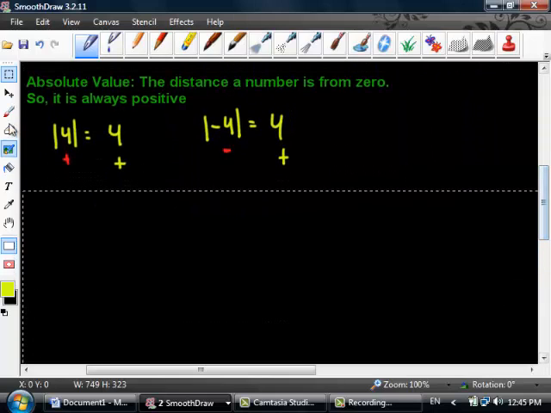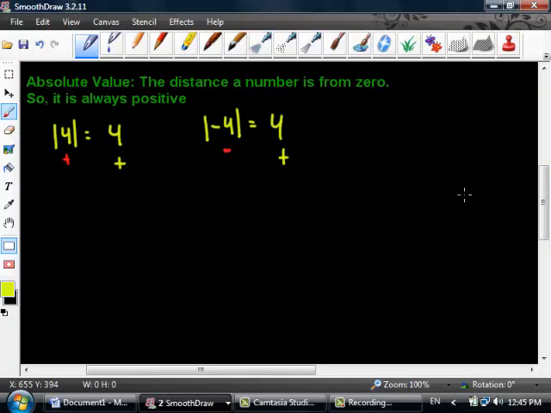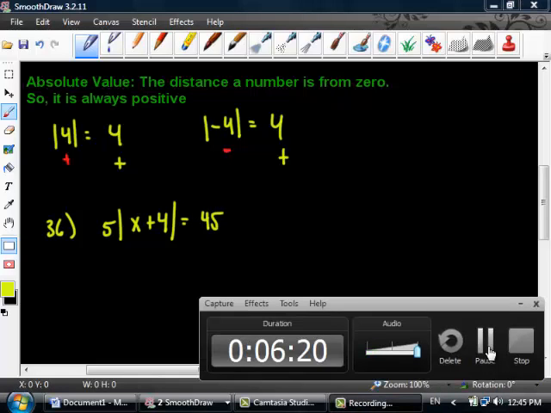Each one has two answers most of the time. We'll get to the special case in just a second. Okay, I want you guys to take on number 36 on your own. 5 times the absolute value of x plus 4 equals 45. Let me pause real quick while you guys are working.